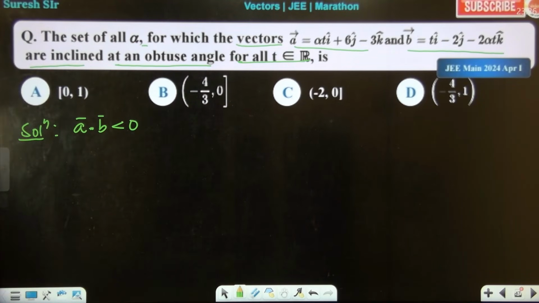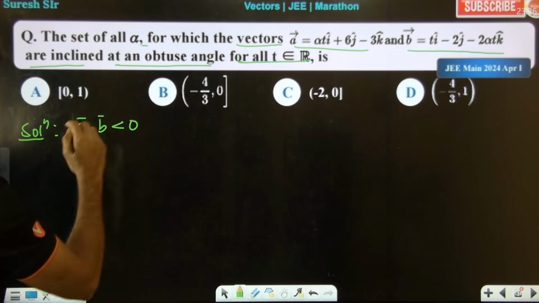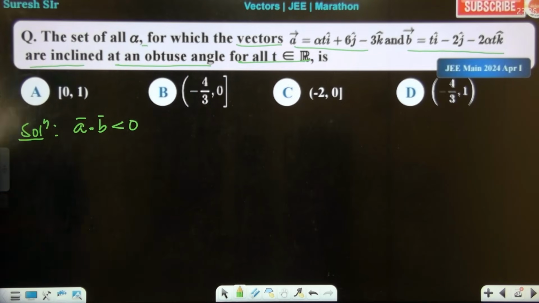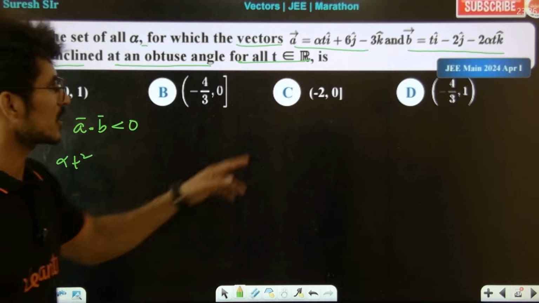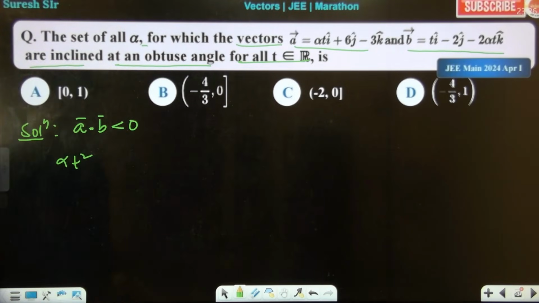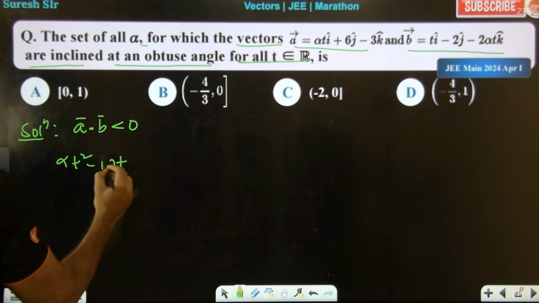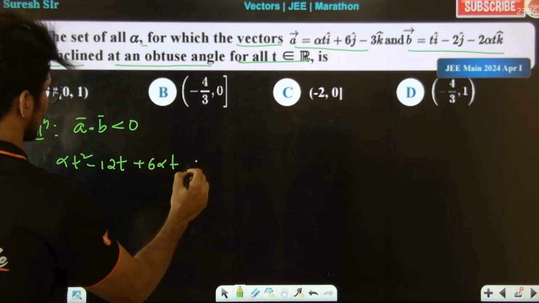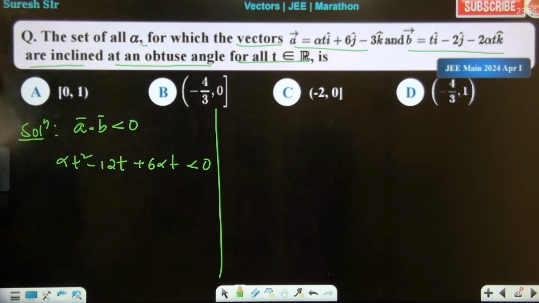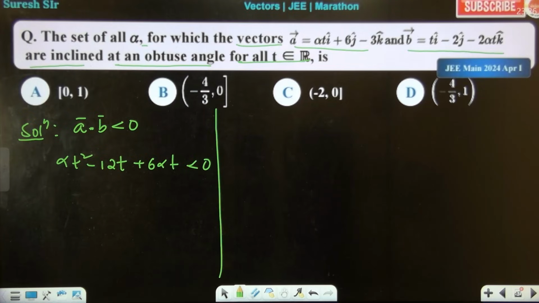So now A dot B is less than 0. What is A, sir, here? A is given, B is given. So A dot B is now alpha t square. Check, the dot product of these two vectors I am doing. Alpha t square minus 12t plus 6 alpha t is less than 0. You understand or not? Tell me. Sir, I have one doubt.